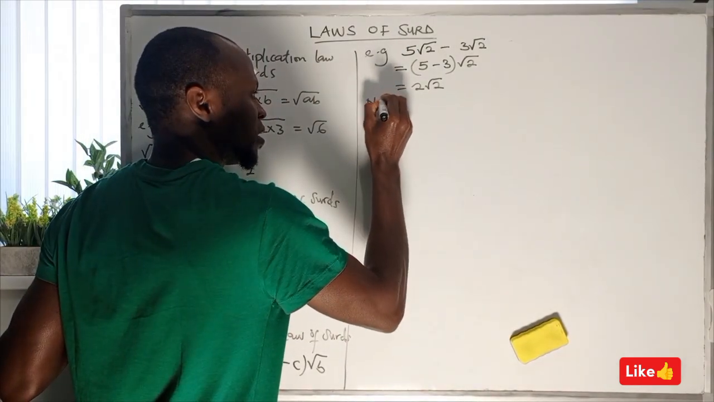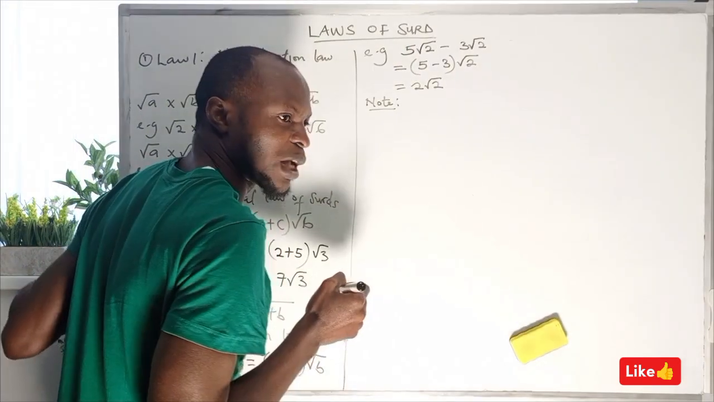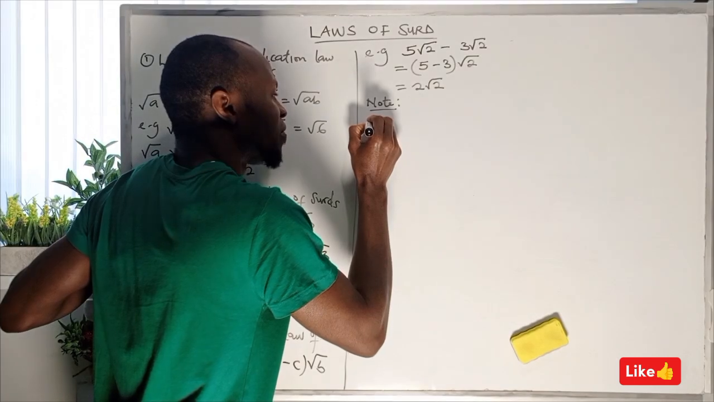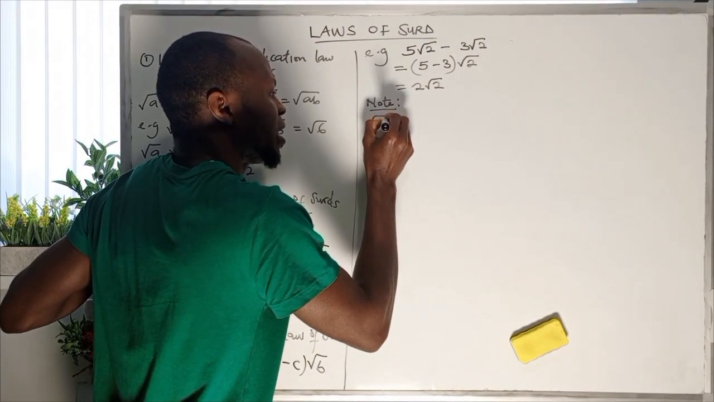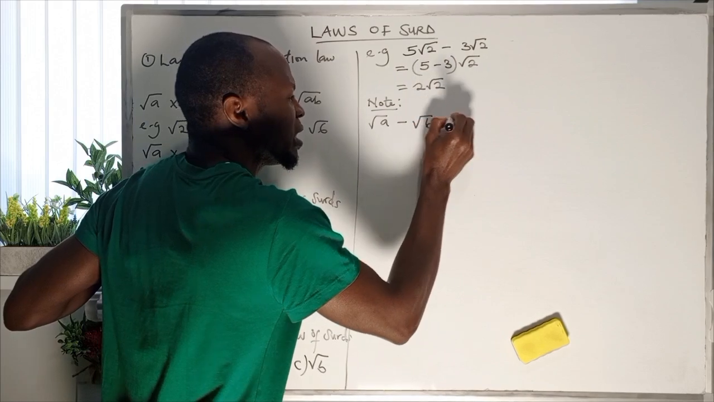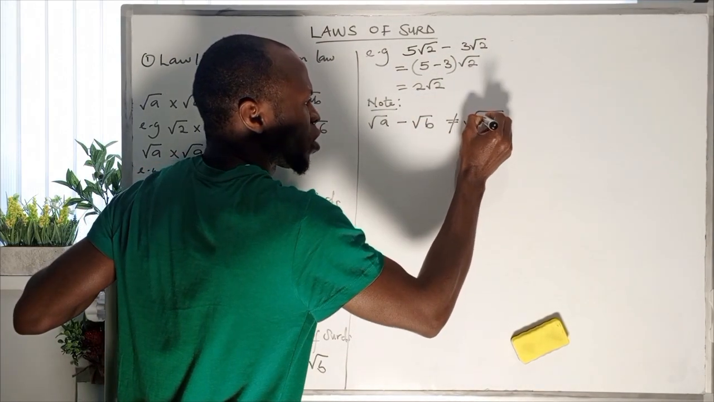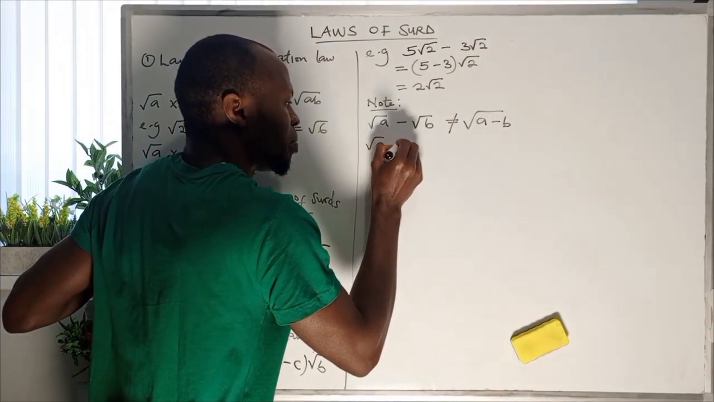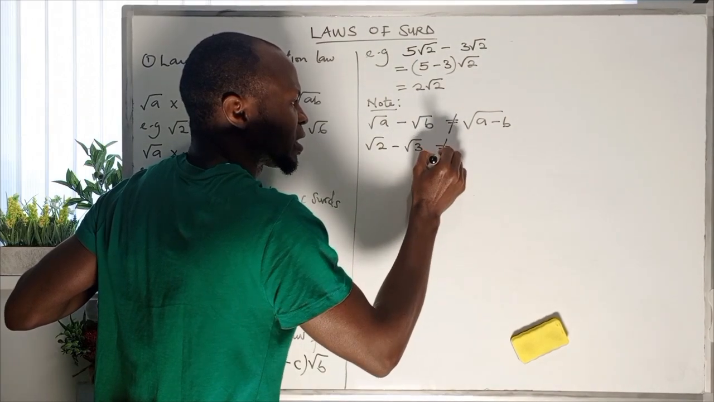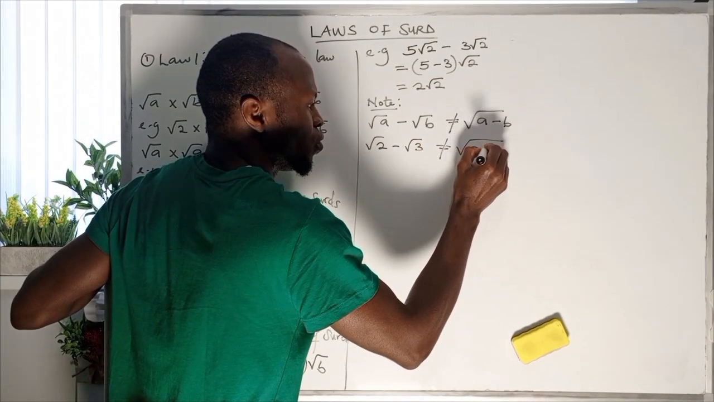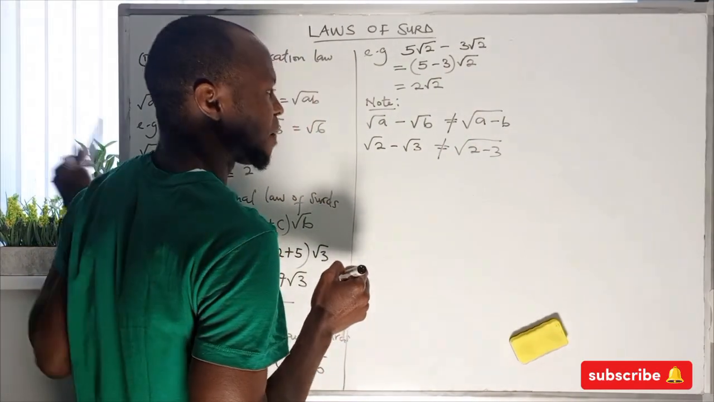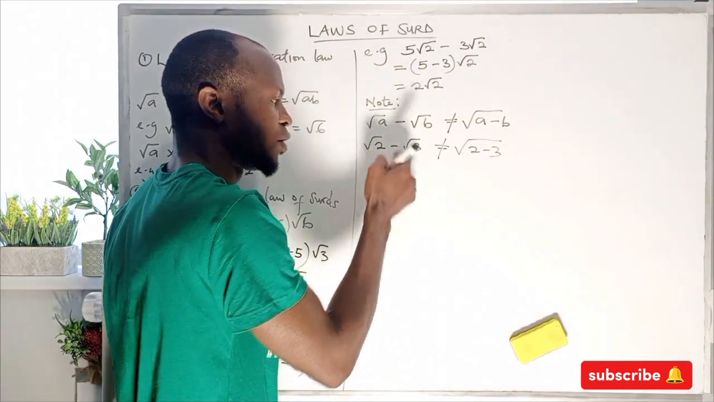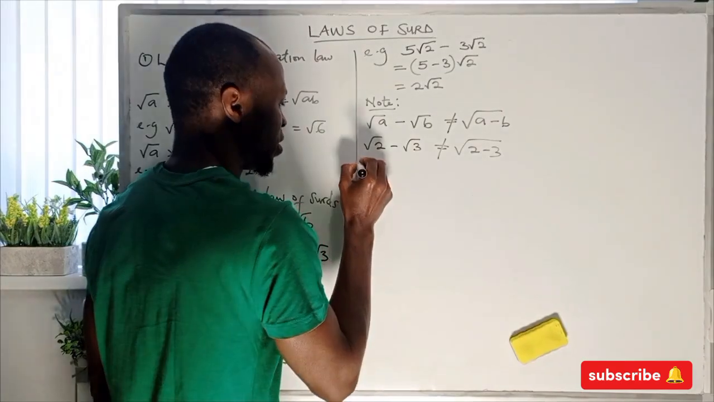Note again that you can only subtract surds that contain similar surds. For example, surd A minus surd B is not the same thing as surd of A minus B. Take note. For example, surd 2 minus surd 3 is not the same thing as surd of 2 minus 3. If I'm asked to subtract these two surds, I can't deal with them because they are not similar.